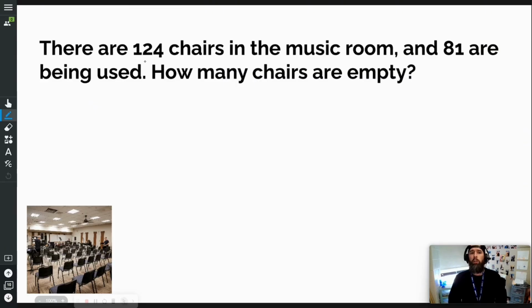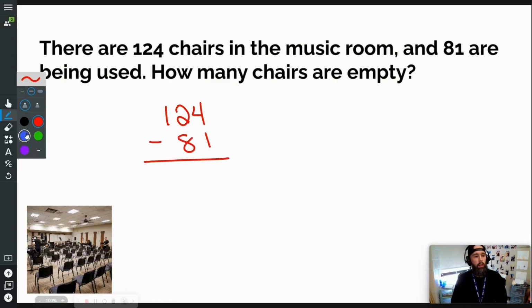There are 124 chairs in the music room, and 81 are being used. How many chairs are empty? So we have a room full of chairs. 81 of them have people in it, which means the other ones are empty. Let's get rid of the 81. So we start out with 124, and we're going to subtract 81.